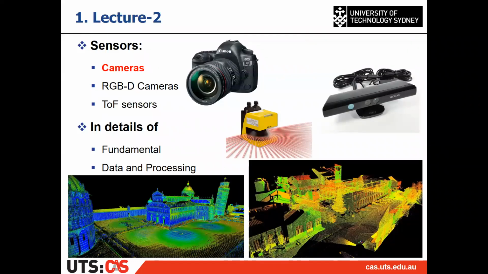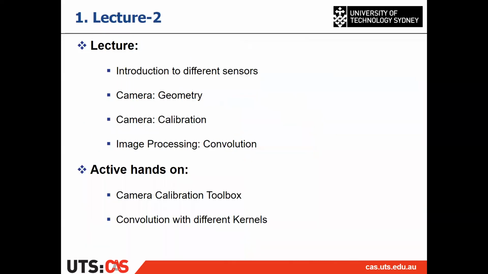And today we're talking about cameras, and we will focus on the fundamentals and data processing, and in the hands-on activities, we will have camera calibration. So you will know what camera calibration is, what you can get from camera calibration, and also convolution as well. Right. And in the lecture part, first we will have a very short introduction about different sensors, which is a general idea about sensors. Then we will start with camera geometry.